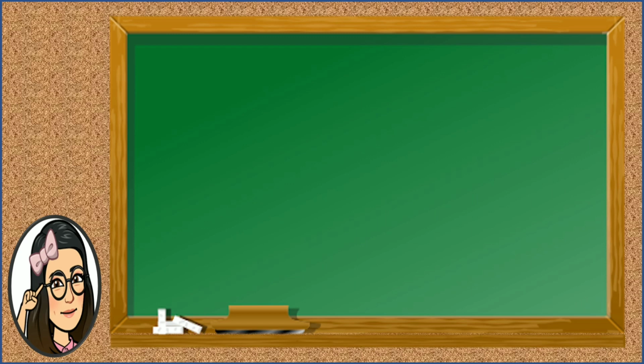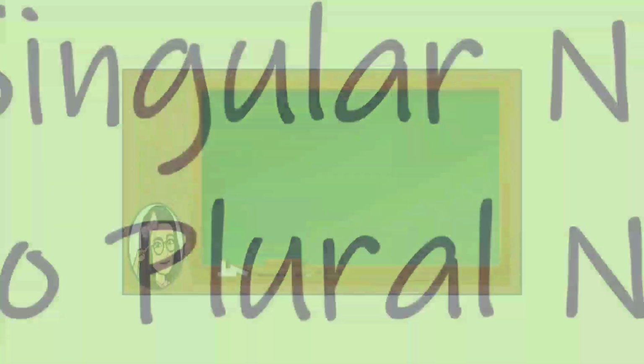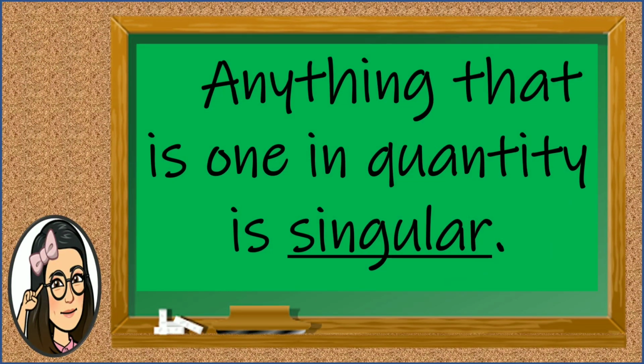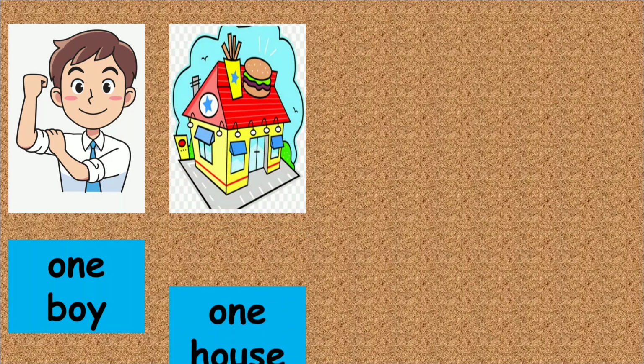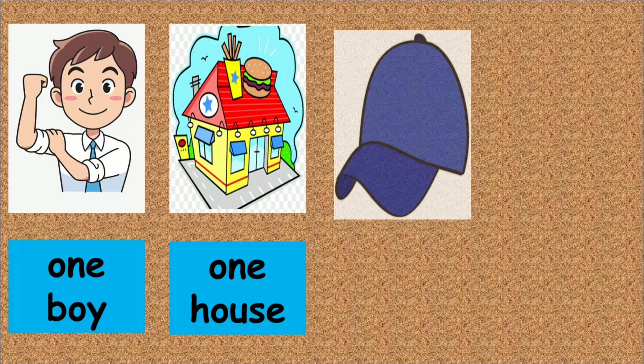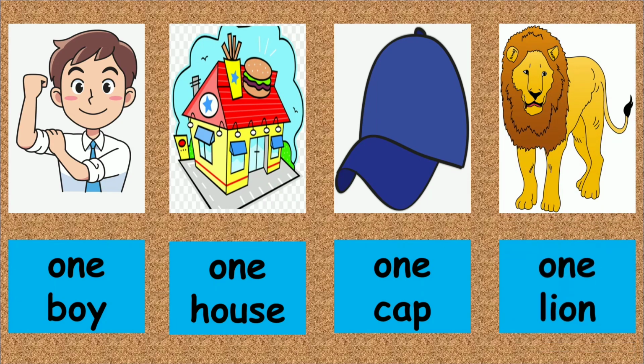For today's lesson, I'm gonna share to you how to convert singular nouns to plural nouns. From our past lesson, we have learned that anything that is one in quantity is singular. For example, one boy, one house, one cap, and one lion. They are all singular.